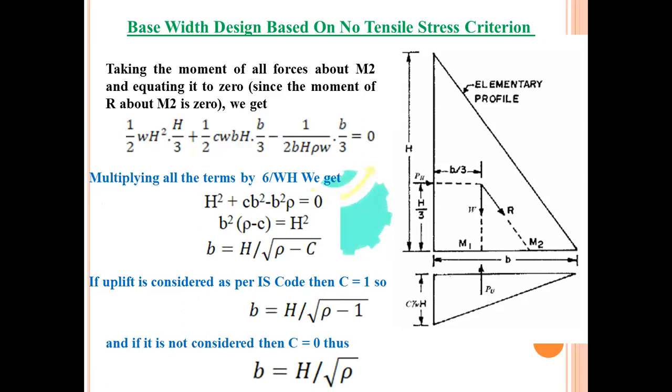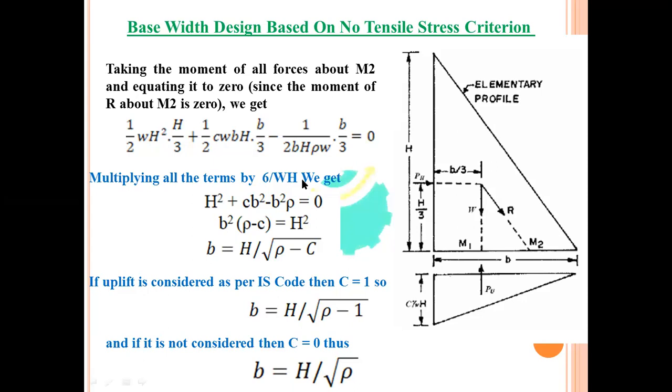Next, base width design based on no tensile stress. So taking the moment of all forces about M2 and equating it to 0. So we must take all forces at M2. What are all the forces? Weight of the dam, water pressure, uplift pressure.